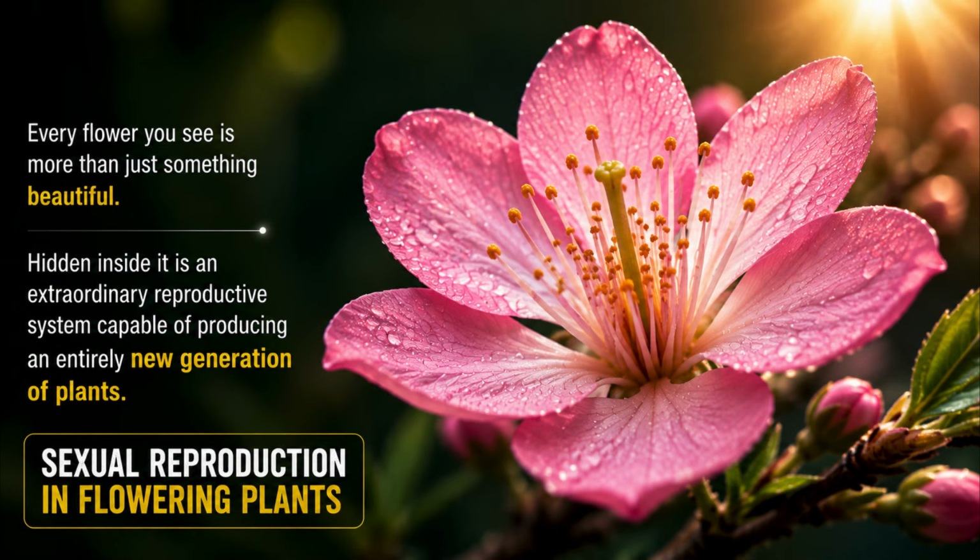Every flower you see is more than just something beautiful. Hidden inside the flower is an extraordinary reproductive system capable of producing an entirely new generation of plants. But how does this happen? How can a flower produce the structures needed to create a new plant? To understand this fascinating process, we need to explore sexual reproduction in flowering plants.